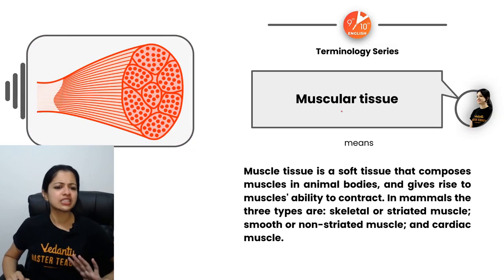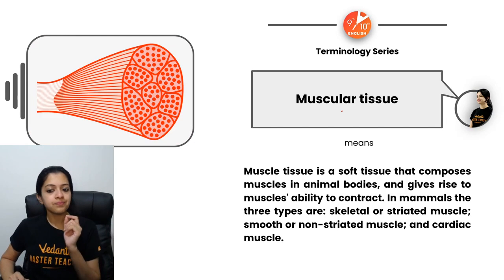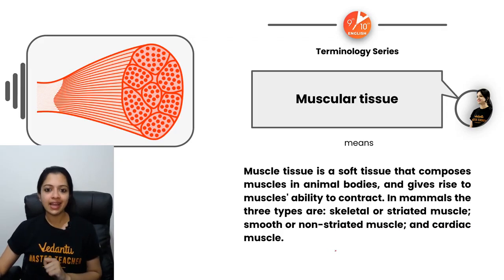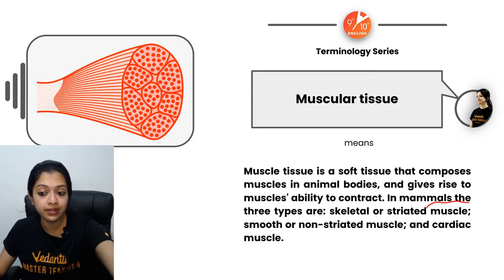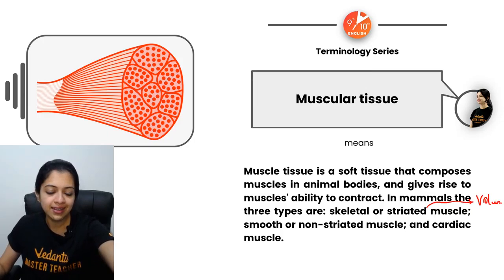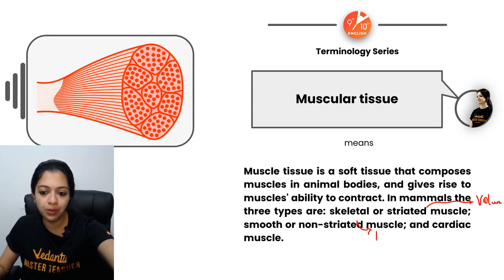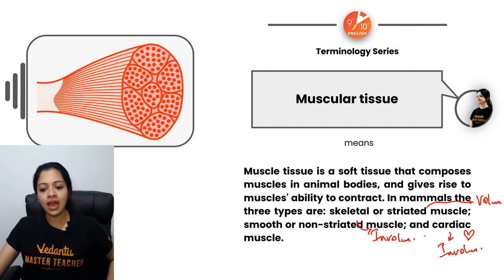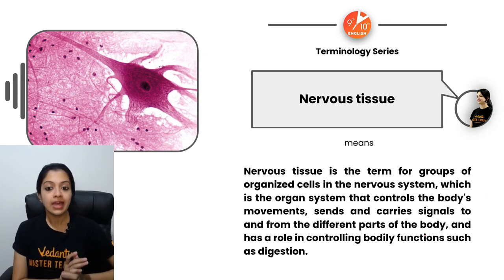All right, muscular tissue, I'm sure you all know this. It's a type of animal tissue again, which makes up muscles in our bodies. What are the different types of muscles? Striated or skeletal, smooth or non-striated, and cardiac muscle. So remember what they do. Striated would be voluntary, non-striated would be involuntary, and cardiac would also be involuntary, but this is found only in your heart.